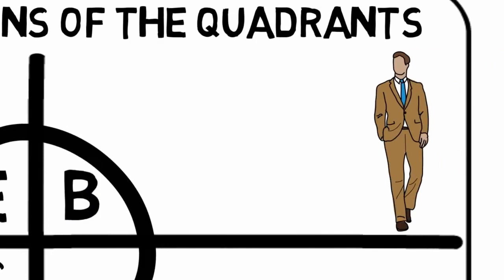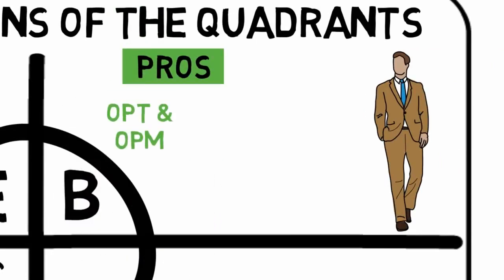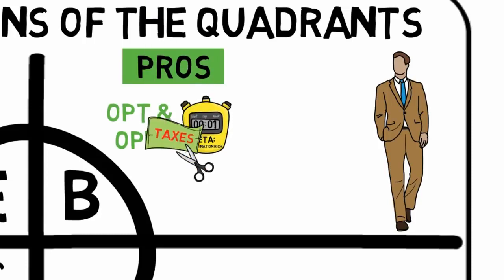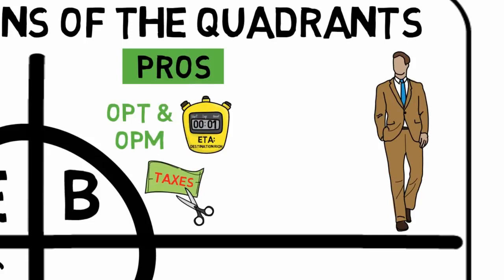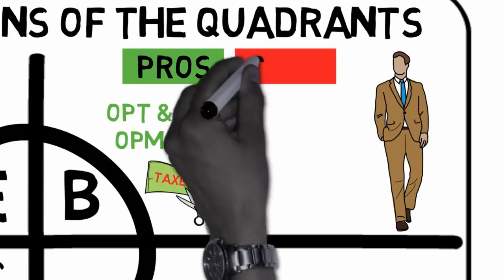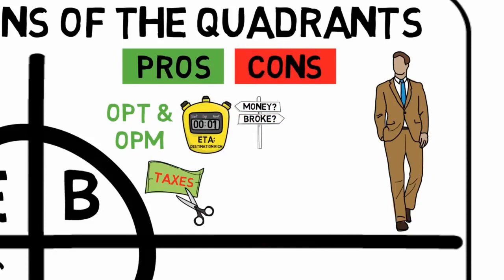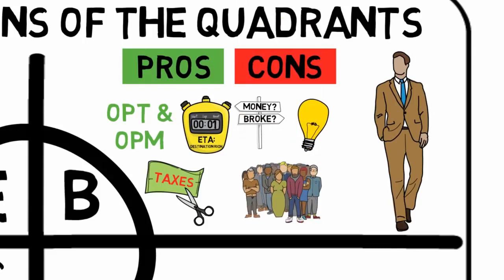B, the big business owner. Pros: OPT and OPM. Financial freedom can be achieved very quickly. And a greater portion of your profits goes to you. In other words, you pay less tax. Cons: financial uncertainty. You might lose money. It requires a different set of skills than what school teaches. And you'll have to manage people.